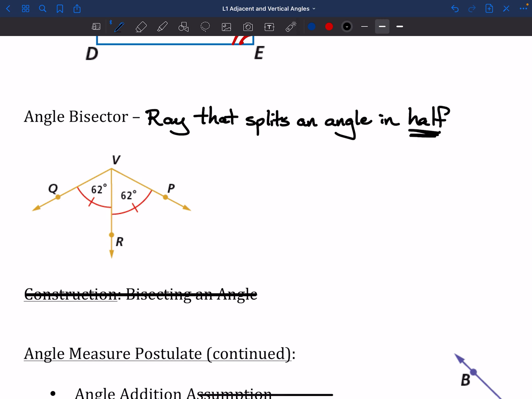The in-half part is where the name bisector comes from. Bi means two, and sect means to break up. So bisector means splitting it into two equal pieces. The way we would describe it here, with proper notation, is we would say that the ray VR, with that little arrow showing the direction, bisects angle QVP, because it's splitting that big angle in half. It's the same on either side.